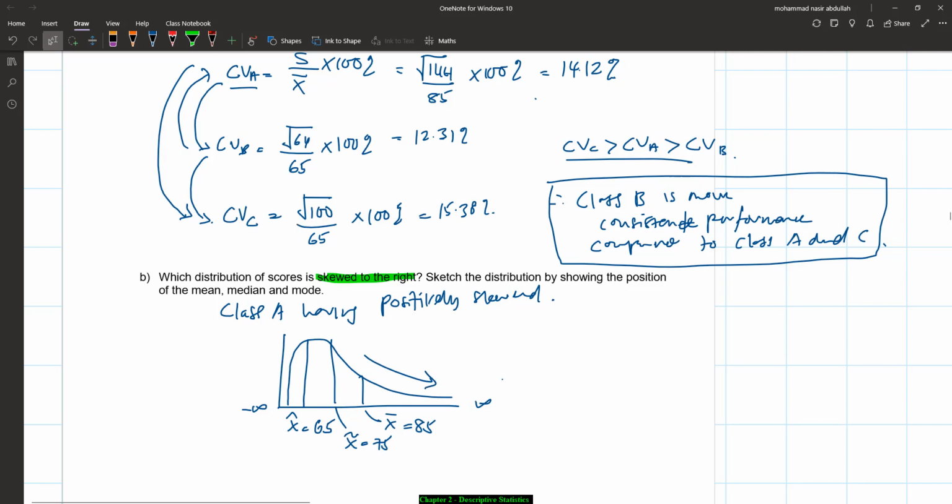Ada soalan tak? So, boleh lukis macam tu je ke? Ya, macam tu je. Dia suruh sketch kan? Sketch macam ni lah. Kalau dia suruh draw, means that you need to take out your graph paper and draw properly lah. Okay?